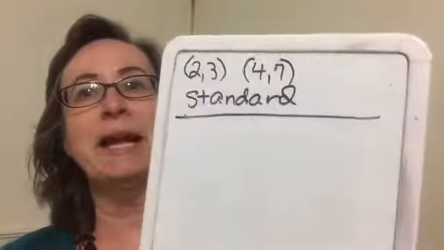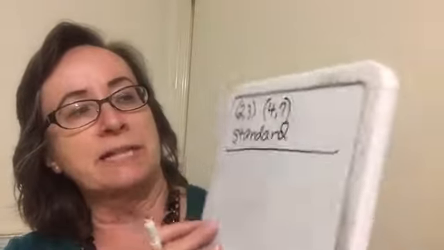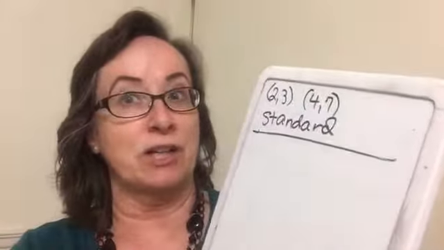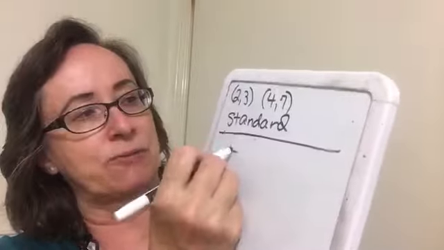All right, so here we have 2 points, and we're going to put them in standard form. So since we have 2 points, we have to find first a slope. So 7 take away 3 is 4.